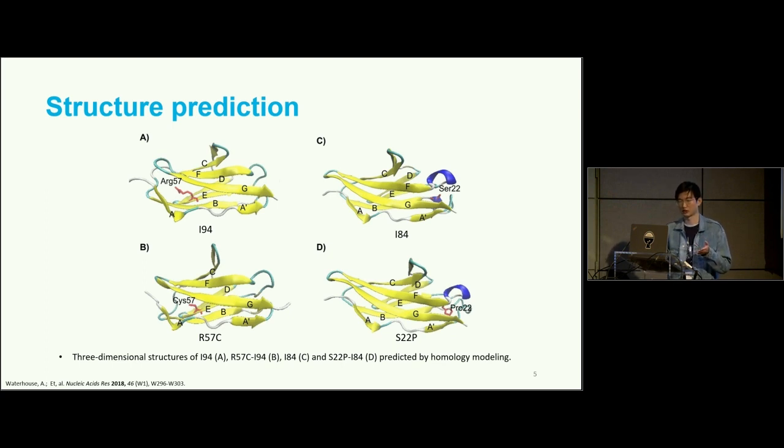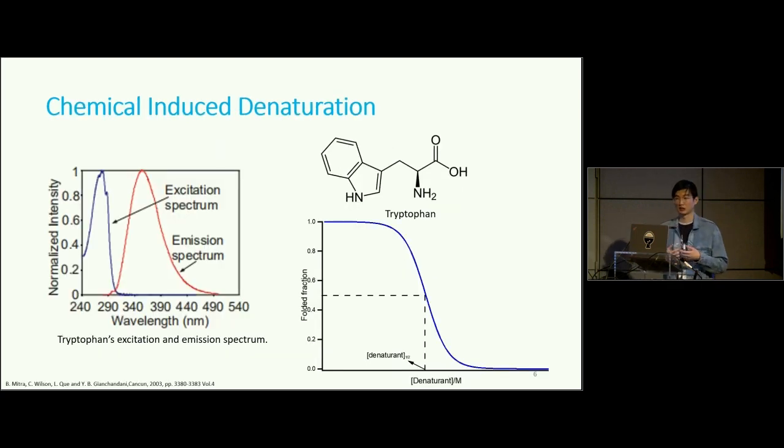Then here's a question: do they have similar stability in thermodynamics and mechanics? To study the thermodynamic stability of the protein domain, we use chemical denaturation. Typically, we take tryptophan as a probe to study the stability, because when the tryptophan is buried in the protein, it has a high fluorescence intensity. But when the protein is unfolded by denaturant at different concentrations, the fluorescence changes, and in that way we can get the folded fraction at different concentrations of denaturant.